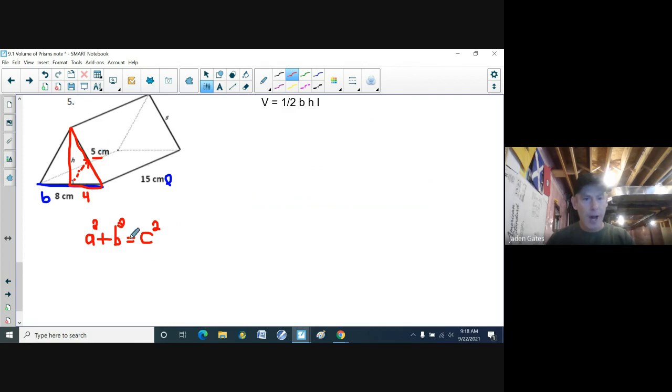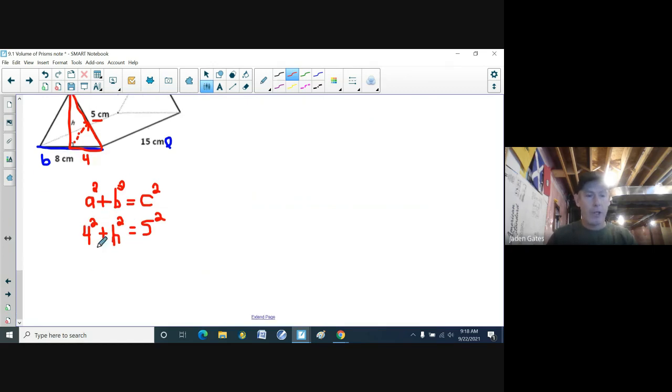So instead of c squared, I'm going to put 5 squared. With the Pythagorean theorem, the other sides are just the other sides, so I'll say 4 is a. Instead of a squared, I'm going to put 4 squared. And b is our height, so instead of b squared, I'll put h squared. Now, 4 squared is 4 times 4, which is 16, plus h squared. And 5 squared is 5 times 5, which is 25.